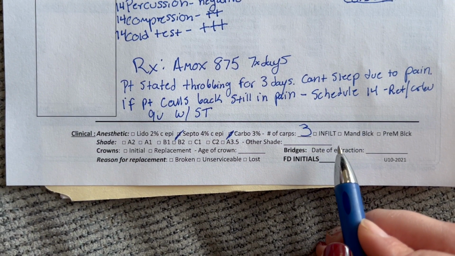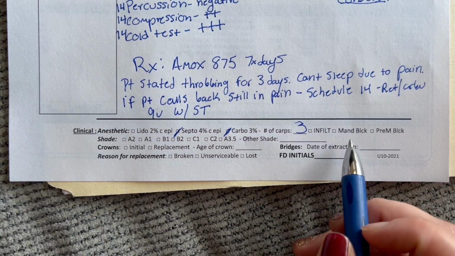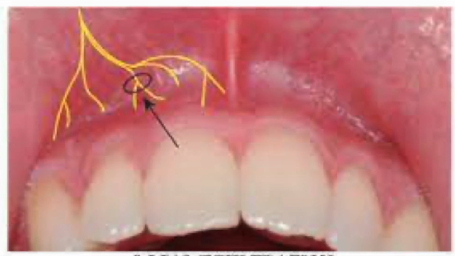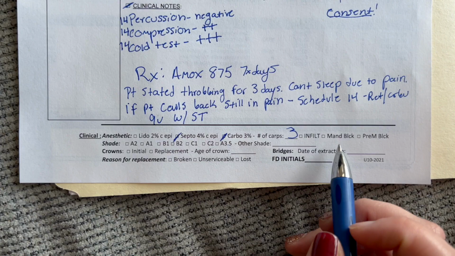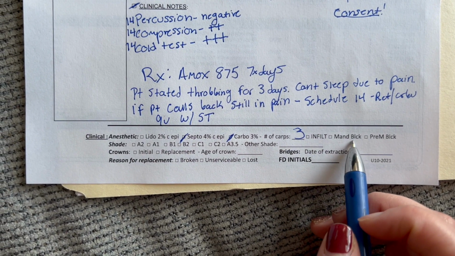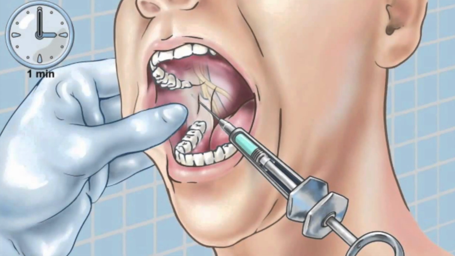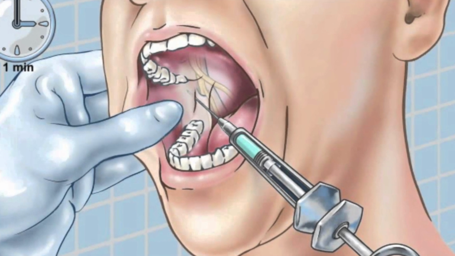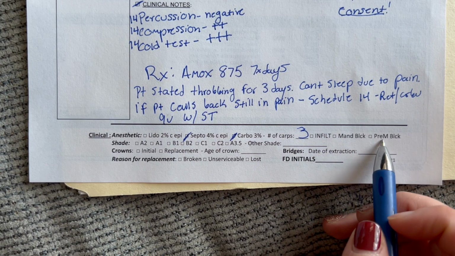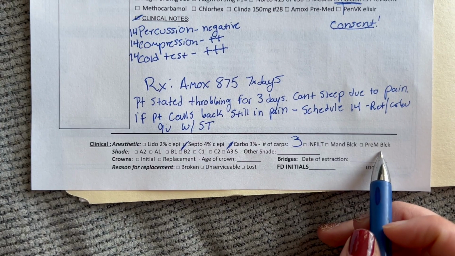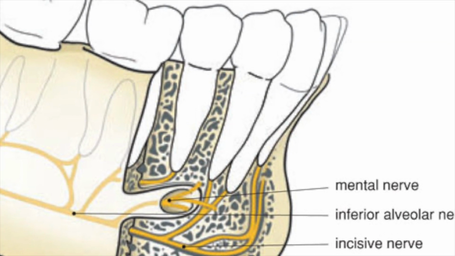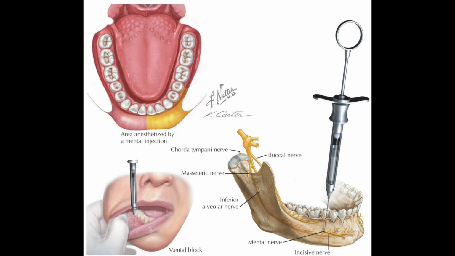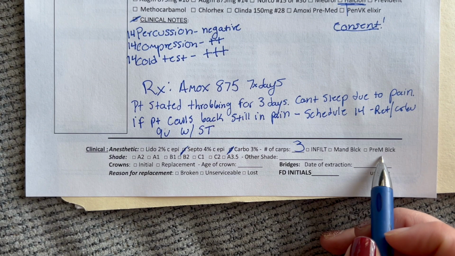Make sure you specify. Did we infiltrate? Infiltrate means you numbed right next to the tooth. A mandibular block means that we numbed into the mandible or the lower jaw. And lastly, a premolar block is where we numb into the mental foramen, which blocks off the premolars to the incisors. It could also be called an incisive block as well.